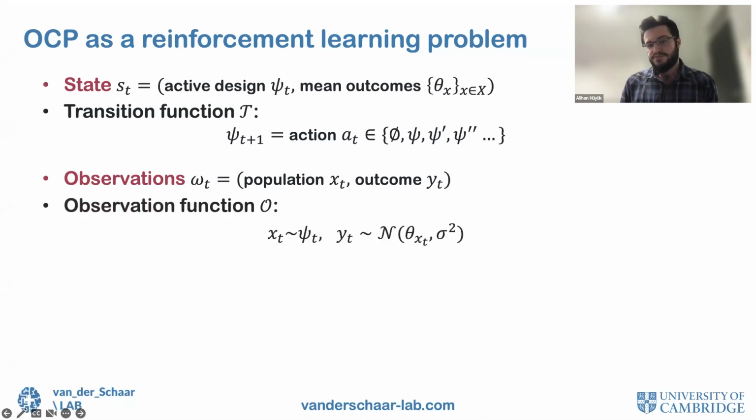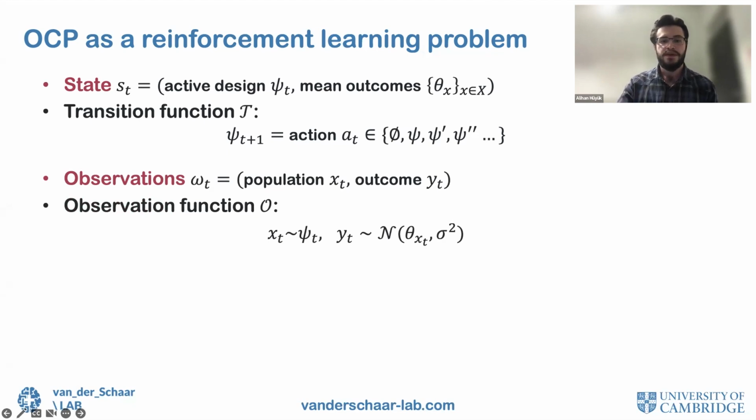And my observation function is dictated by the active trial design that I'm following, meaning the population from which the patient arrives, for instance, depends on what the design's target population is. And my outcomes depend on the mean outcomes that are specified for each subpopulation individually.